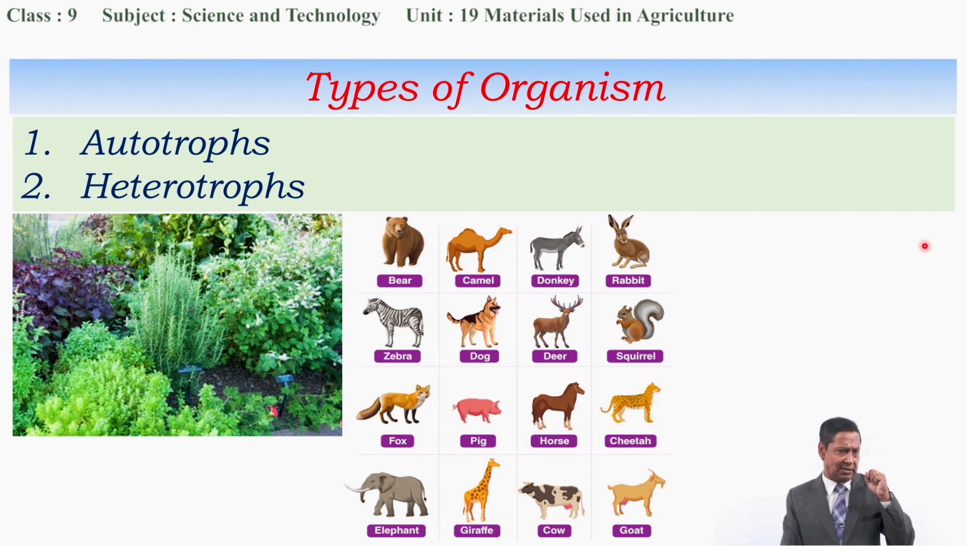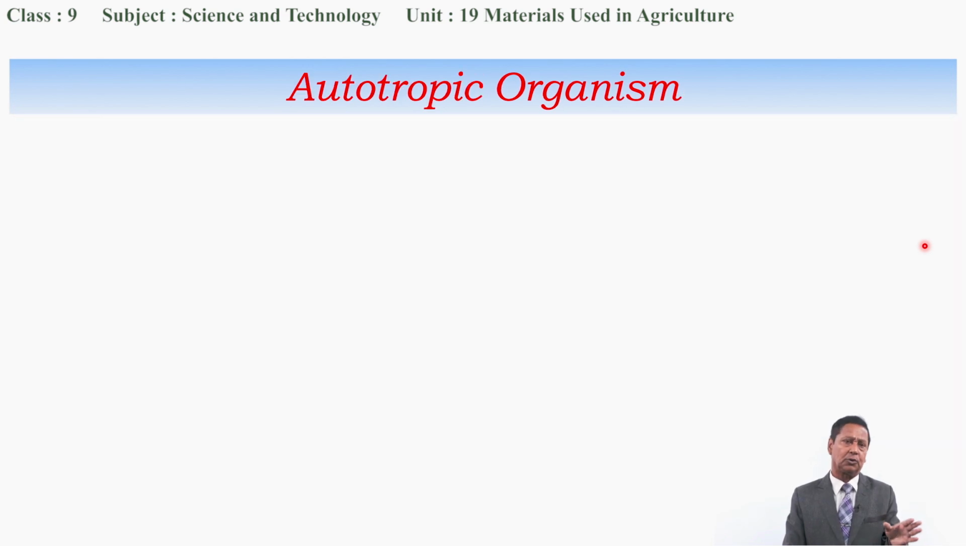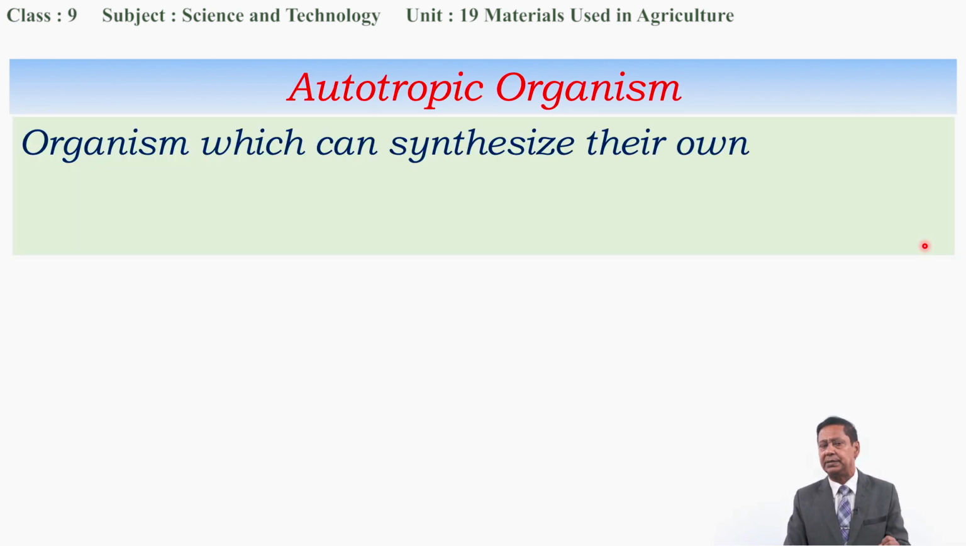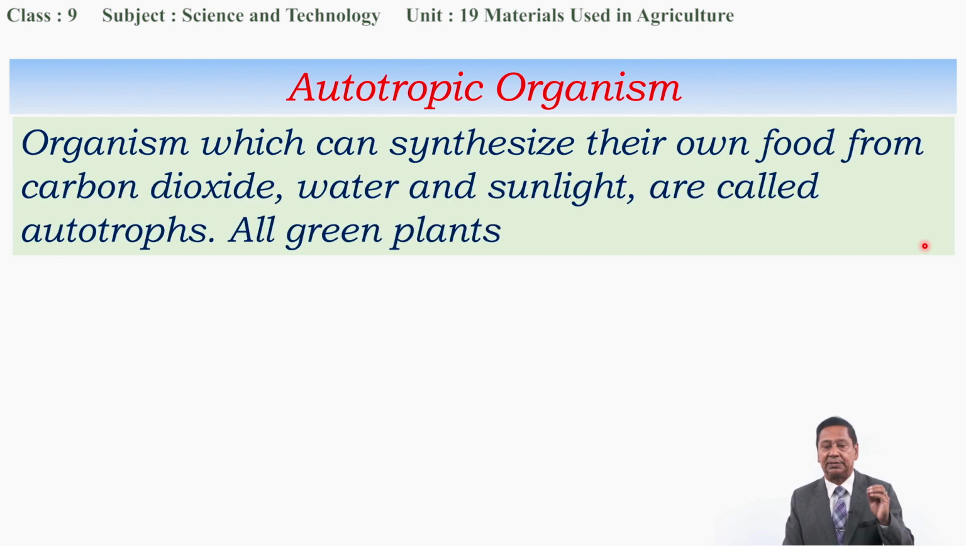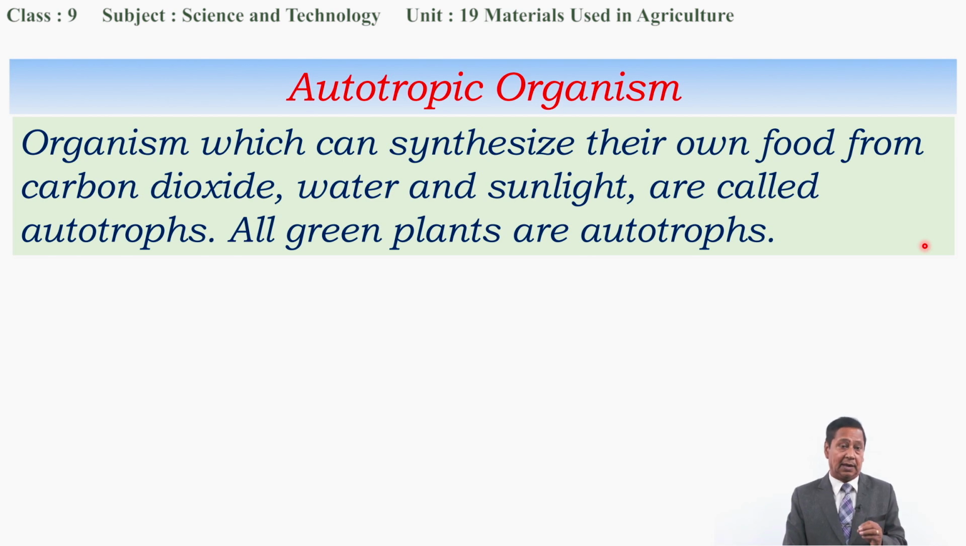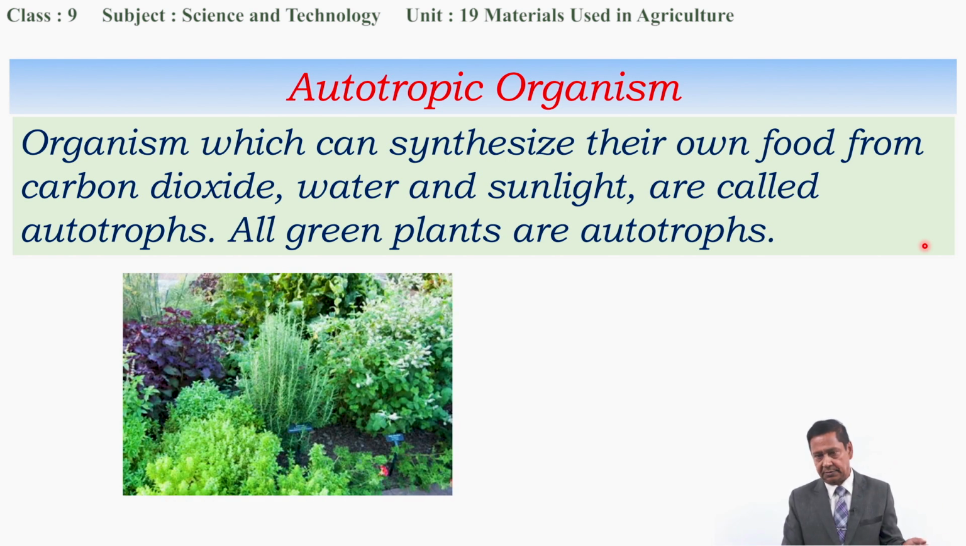Now, I want to define these two terms first, and then we'll enter into plant nutrients. Autotrophs, also called autotrophic organisms, are organisms which can synthesize their own food from carbon dioxide, water and sunlight. This process of manufacturing food is called photosynthesis. All green plants can manufacture their own food. That's why they are called autotrophic organisms or autotrophs.